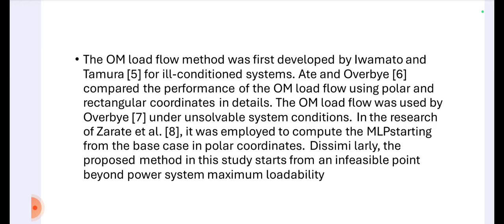The performance of the OM load flow using polar and rectangular coordinates is compared in detail. The OM load flow was used under unsolvable system conditions. In the research of Zarath, it was employed to compute the MLP starting from the base case in polar coordinates. Dissimilarly, the proposed method in this study starts from an infeasible point beyond the power system maximum loadability.